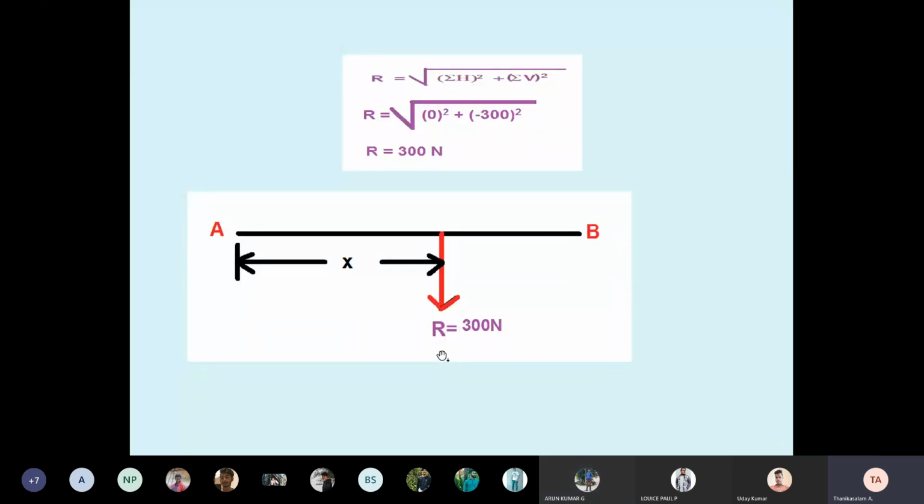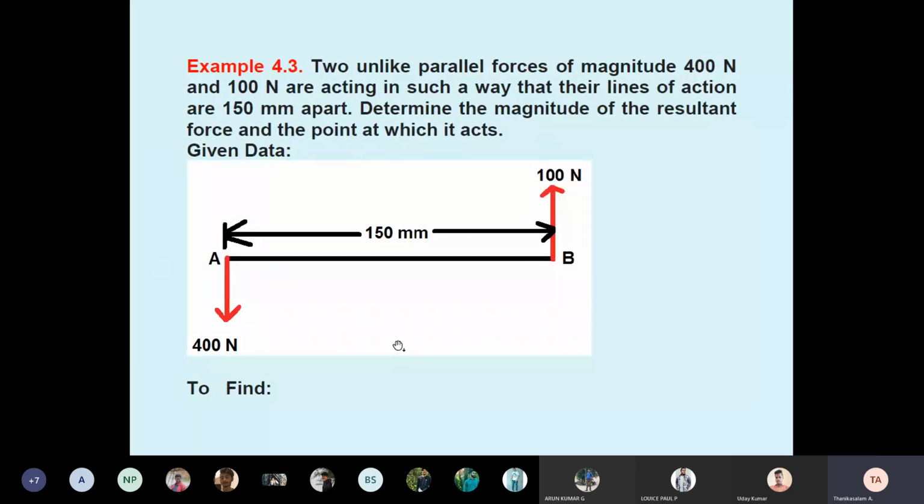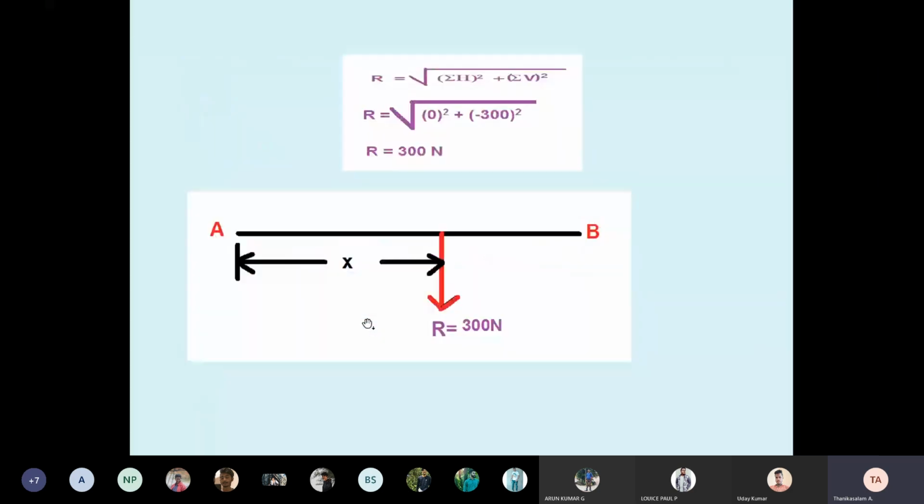I am repeatedly telling: that's why I marked vertical downward. Why downward? Because H is 0 and V equals minus 300. As per the concept, I replace two forces with a single force. I don't know where it is acting, so I marked X from A. The working rule is: the resultant force moment equals the summation of individual force moments.